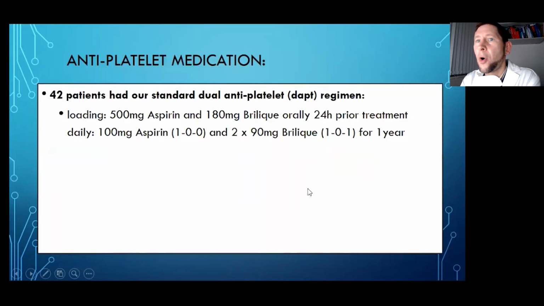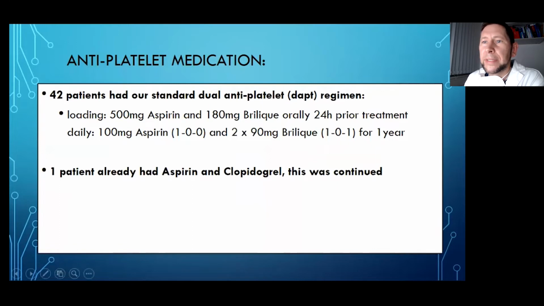In this cohort, we of course used antiplatelet medication. 42 of the patients had our standard dual antiplatelet regimen consisting of 500 ASA and 180 Brilique orally 24 hours prior to treatment. And then we used 100 milligram of ASA and 2 times 90 milligram Brilique in the morning and in the evening for 1 year.